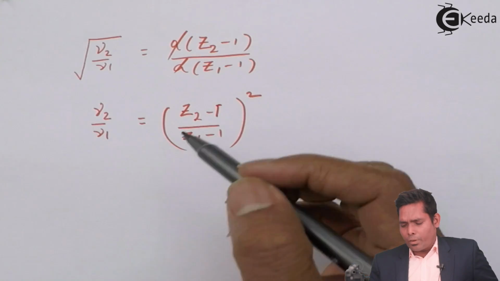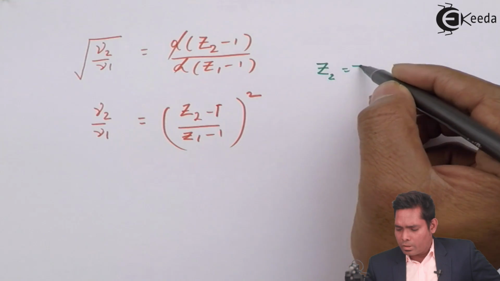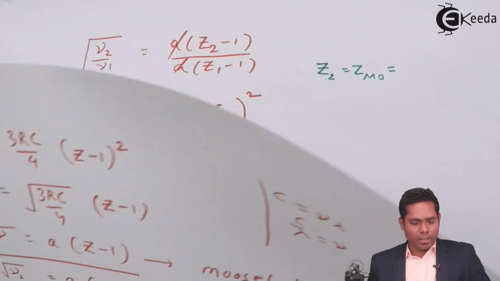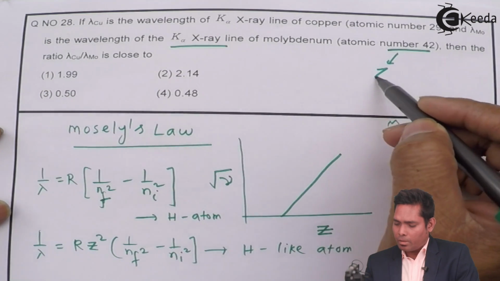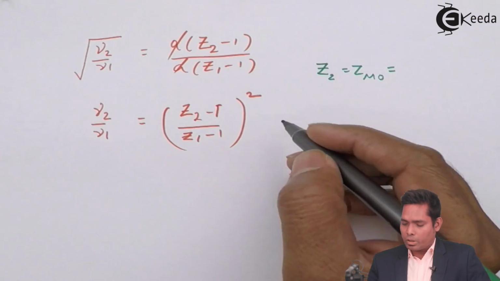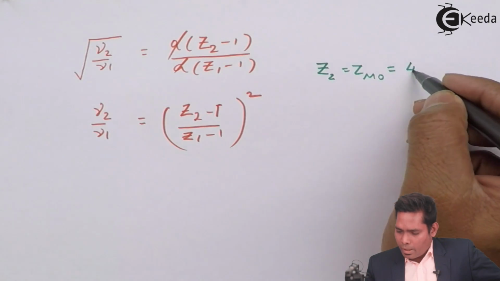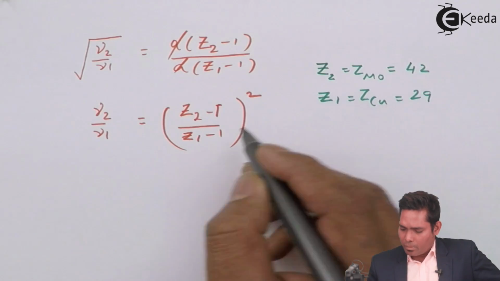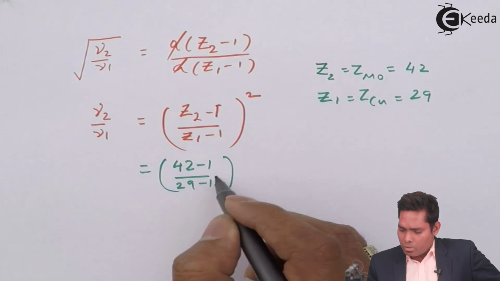Now if I put the value of Z2, because Z2 stands for molybdenum, which is given in the question and comes out to 42. That is 42. This is Z molybdenum, and this is your Z copper. So I'll write here 42, and Z1, for copper, is 29. Putting that, 42 minus 1 divided by 29 minus 1 the whole square.